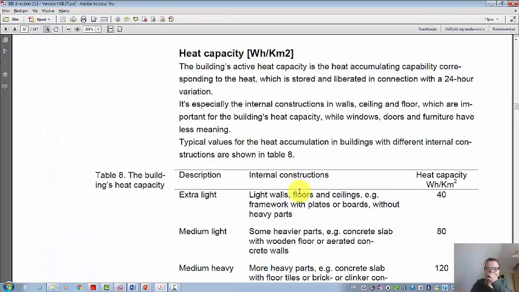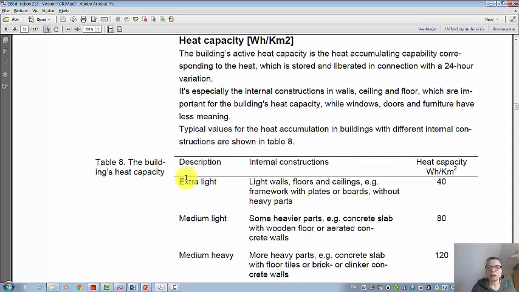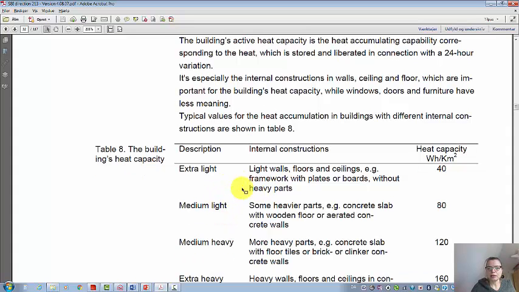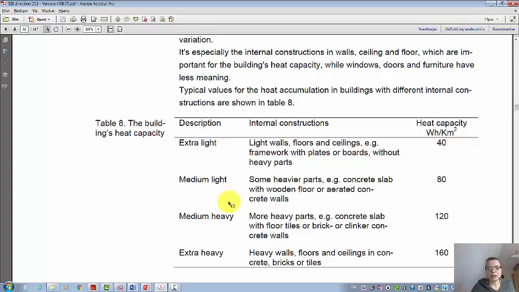Here we have different kinds of constructions, and you can see that we have the heat capacity for different kinds of constructions, and the one that we have here is medium heavy. That means we have more heavy parts, concrete slab with floor tiles or brick or clinker concrete walls. So the heat capacity is 120.